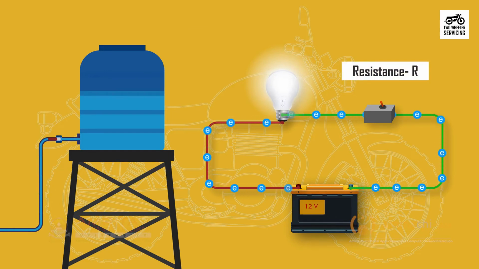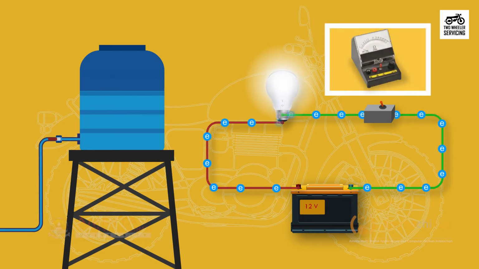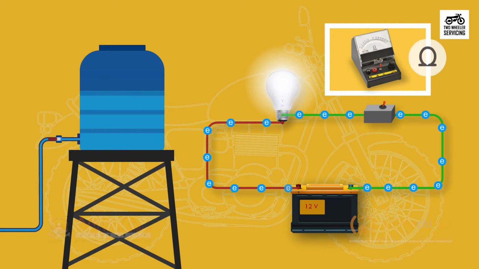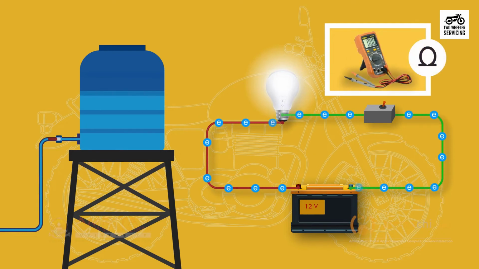R is measured with the help of an ohm meter. Unit of resistance is ohm, denoted by the symbol omega. A multimeter can also be used to measure resistance.